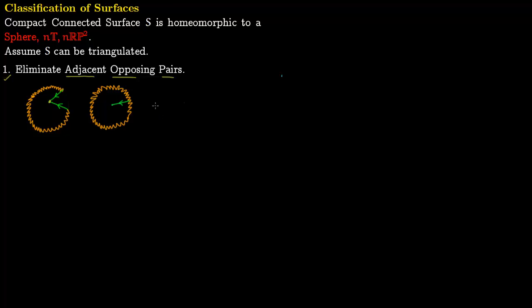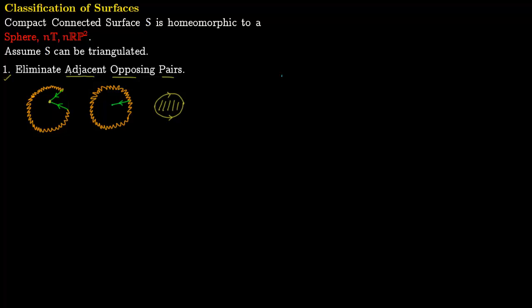So recall that for a sphere, you identify these two sides of the disk. So you have a disk and these two sides you identify. So in Massey's book, he describes this as a lady's purse. You zip it, it will be a sphere. If you unzip it, it is a disk. So if you have these adjacent opposing pairs, you can identify them like this.